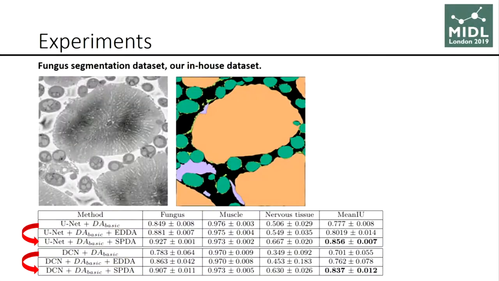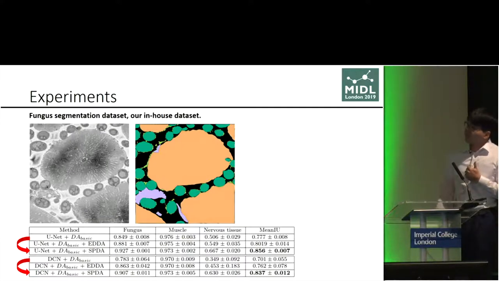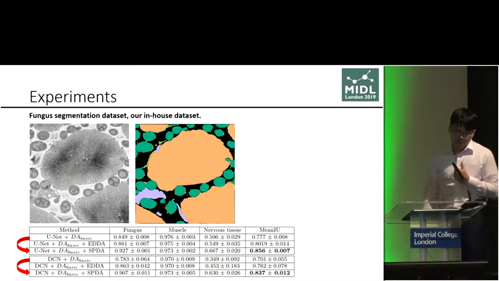The final experiment is an in-house data set, which is a fungus data set that has 3 foregrounds: the fungus, the muscle, and the nervous tissue. This is captured from the antibody. We show that UNet and DCN got improvement with SPDA quite significantly. So this is an in-house data set.